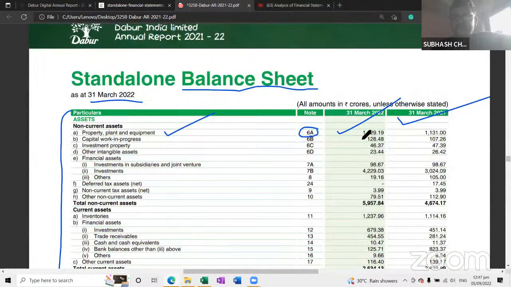See, last year it was 1131. This year it is 1329 crores. So what do you think, purchase, sale, or what? Depreciation, and I hope there must be some purchases and all. Capital work in progress, investment property, other intangible assets, financial assets, deferred tax, non-current tax assets, other non-current assets, then all these are your current assets.